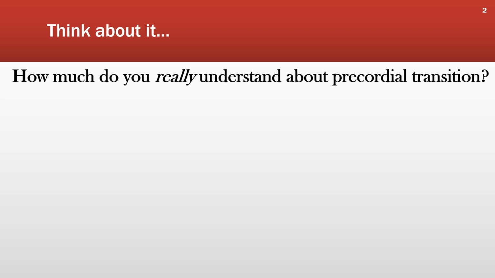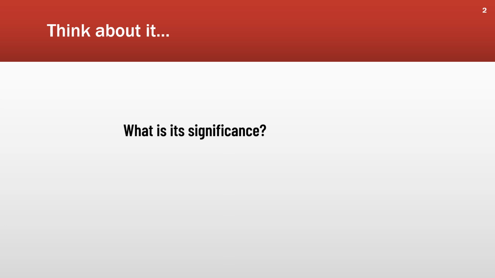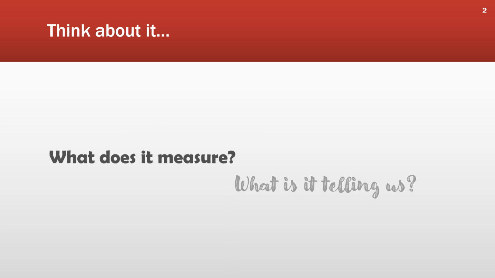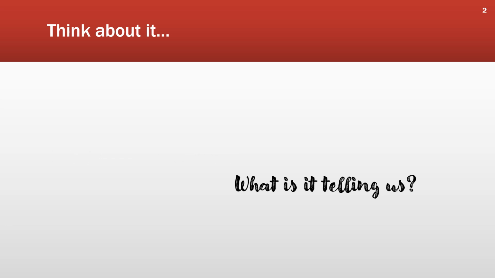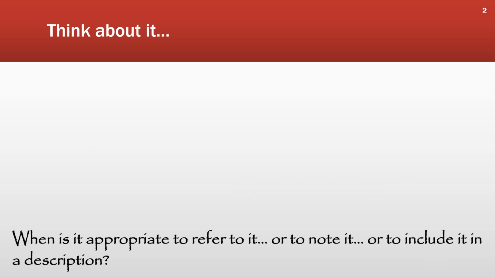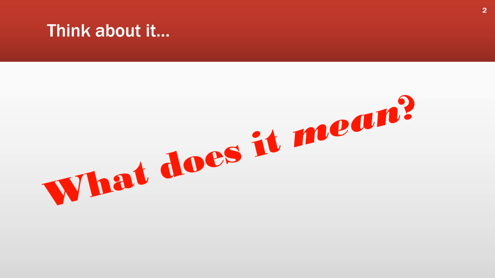Now, just take a moment to think about it. How much do you really understand about precordial transition? What is its significance? What does it measure? What is it telling us? When is it appropriate to refer to it, or to note it, or to include it in a description? What does it mean?